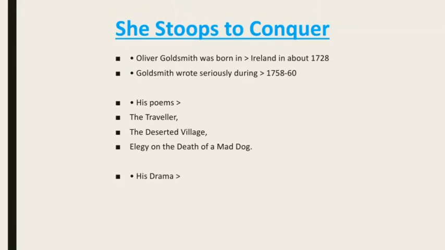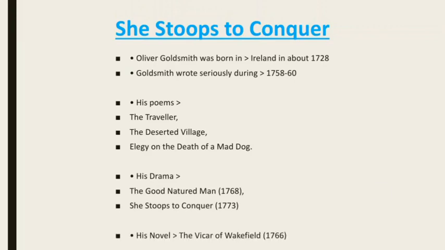Now, come to his dramatic works. His drama: first, The Good Natured Man. It was published in 1768. She Stoops to Conquer was published in 1773. I told you already that his career as a literary stalwart started during the period of 1758 and 60, and during this period of time most of his recognized works were created.